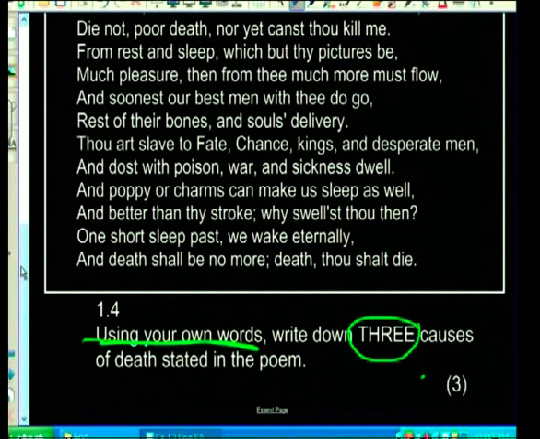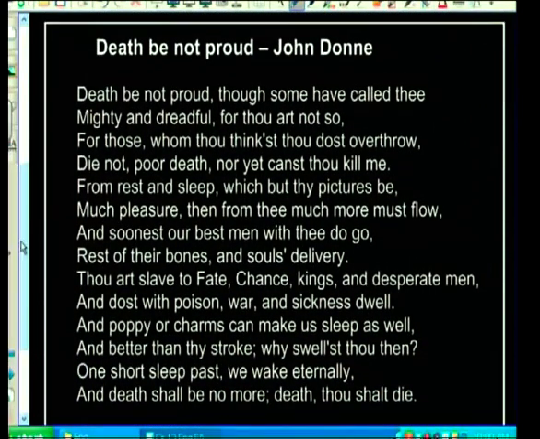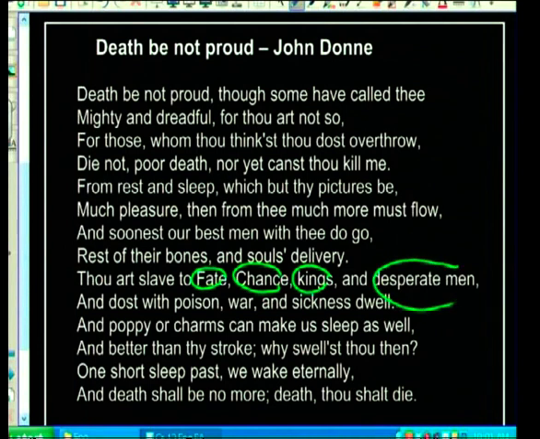Let's have a look. Okay, so how do we die? We will start. Death hangs around with fate, chance, kings kill us, desperate men commit suicide, poison kills, war, sickness. All of these, we've got one, two, three, four, five, six, seven. Seven possibilities with which you can answer the question. But you're going to have to do it in your own words. So for instance, you might say, one of the possibilities of causes of death is poison. You'll get a mark for that.